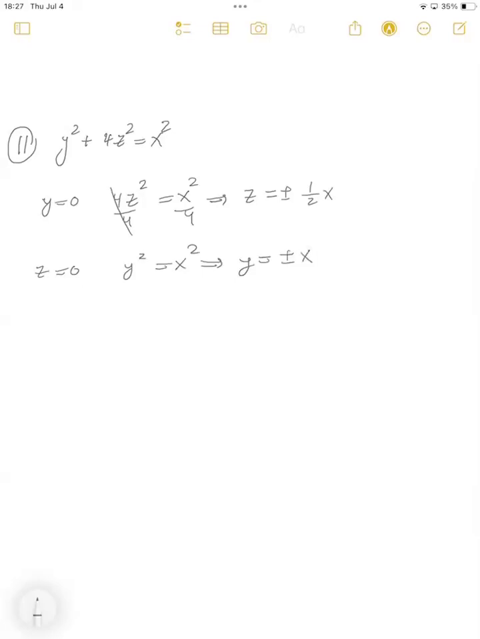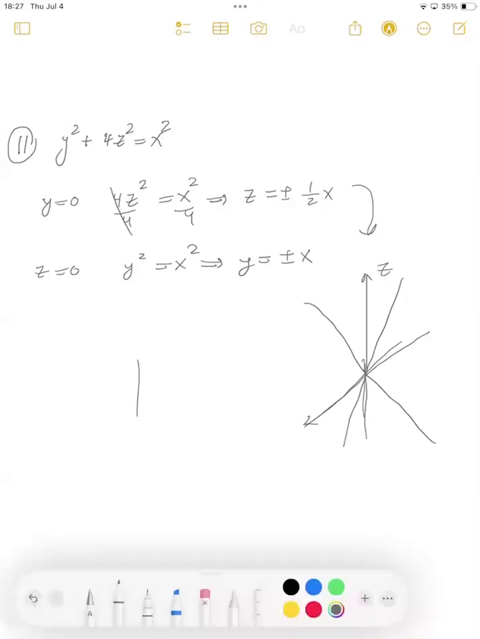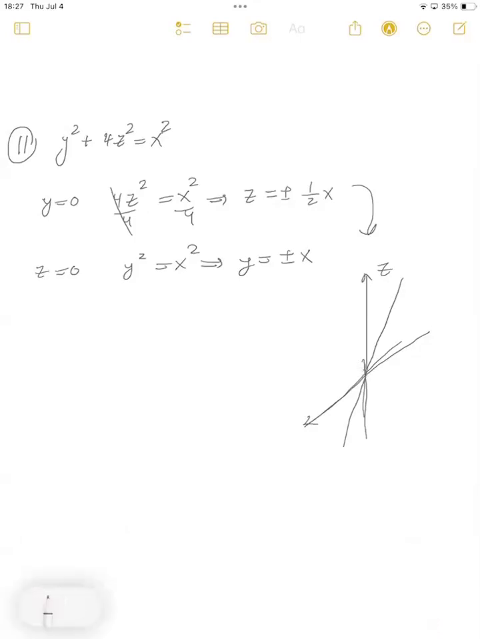So if I trace this graph with respect to z and y, this is the y-axis, this is my z-axis. I'm sorry, with respect to this equation, this is my x-axis. So I just get these two lines. And if I graph xy, I want to put the xy plane on the ground like this. This is my x-axis, and this is my y-axis. Then you also have the two lines here.